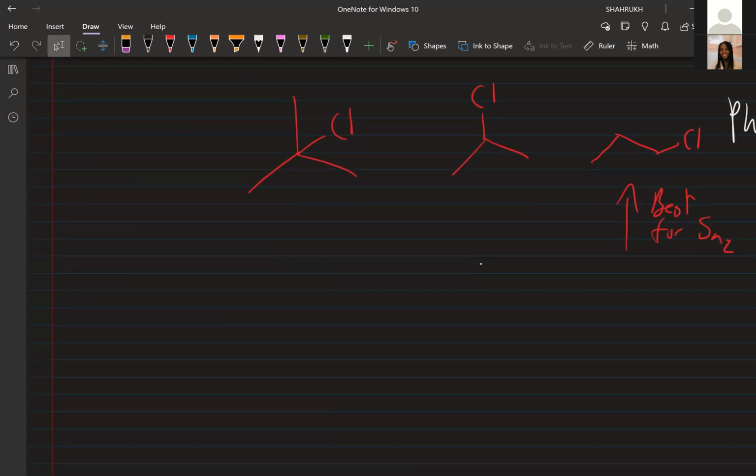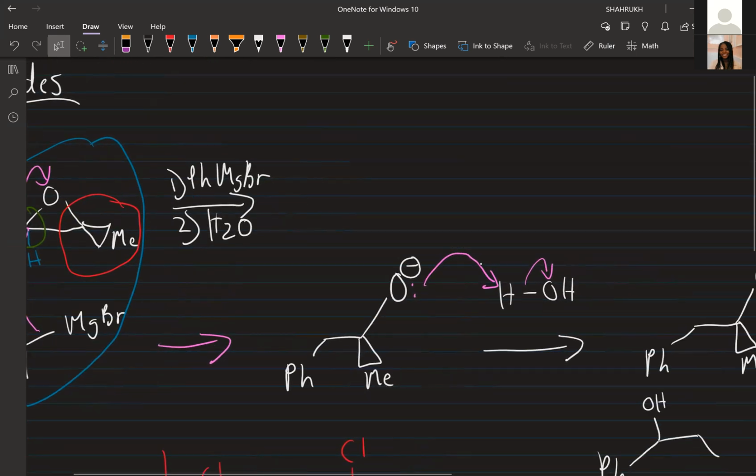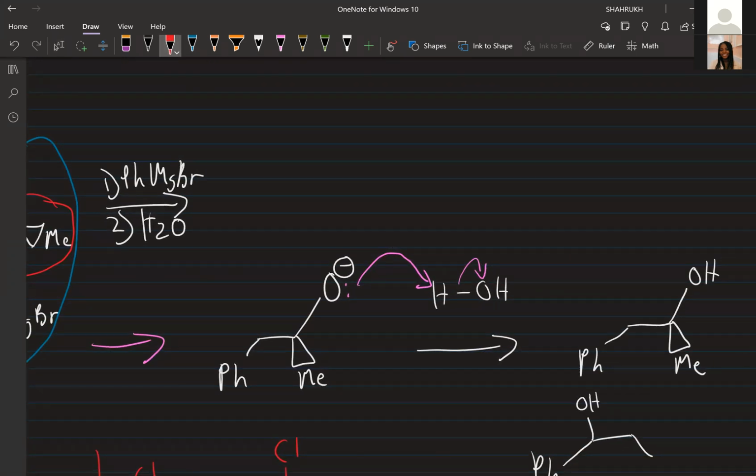But hopefully everyone's good on why it's attacking the least hindered position. That just has to do with SN2 mechanism pathways. To put it very simply, it's steric hindrance. Okay, and also remember, the stereochemistry was conserved at this carbon here. That's the thing to remember, because we didn't really do any chemistry at that carbon, so stereochemistry is still conserved.